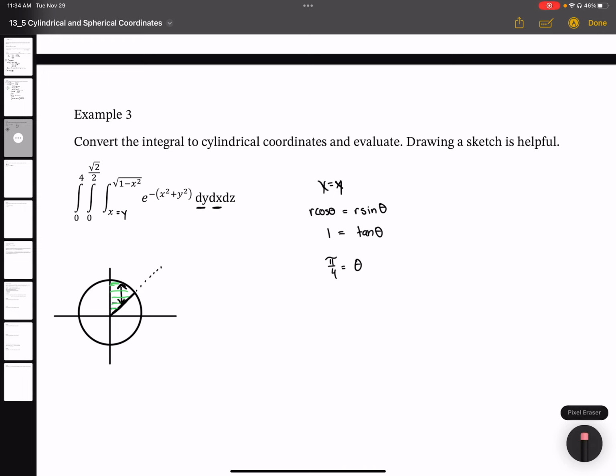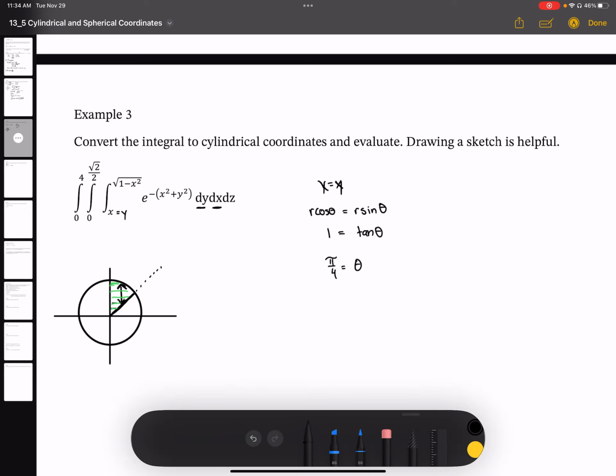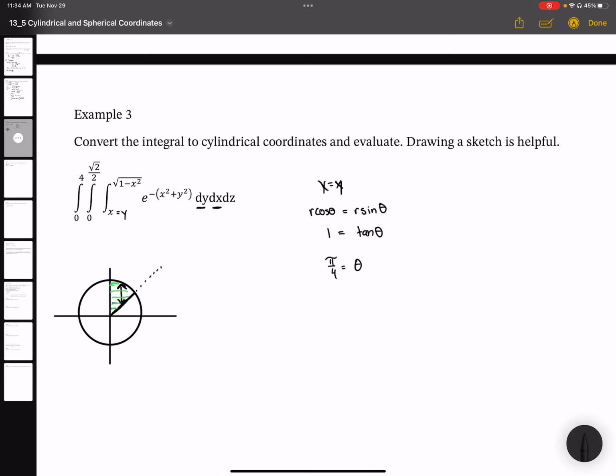So what we know is theta is some angle that's between pi over 4 to pi over 2. R is from 0 to 1, and our z limits are last, so z is from 0 to 4.